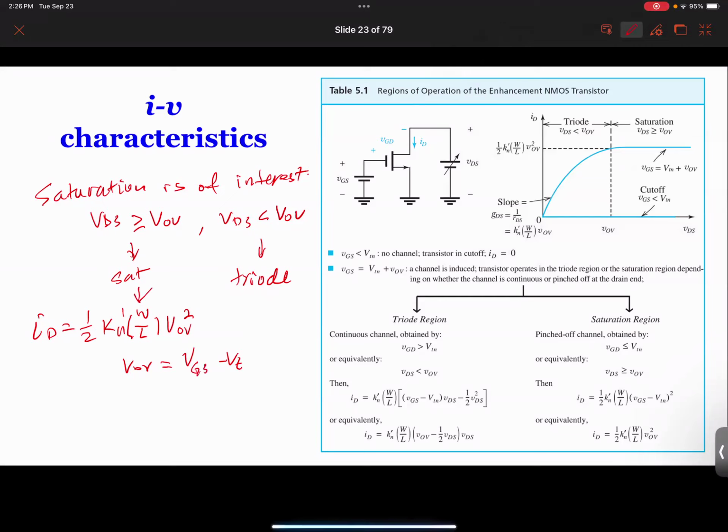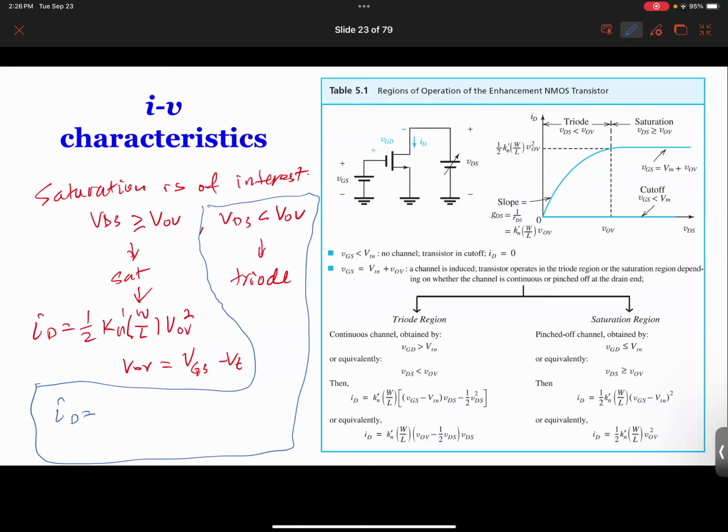But then in the triode region, I'm going to write this one in blue to represent the current in the triode region, which is ID equal to, this has no 1/2. So remember this difference. And inside, it will be VOV times VDS minus 1/2 VDS squared. The equation is a little bit more complex. Again, VOV can be expressed as VGS minus VT.